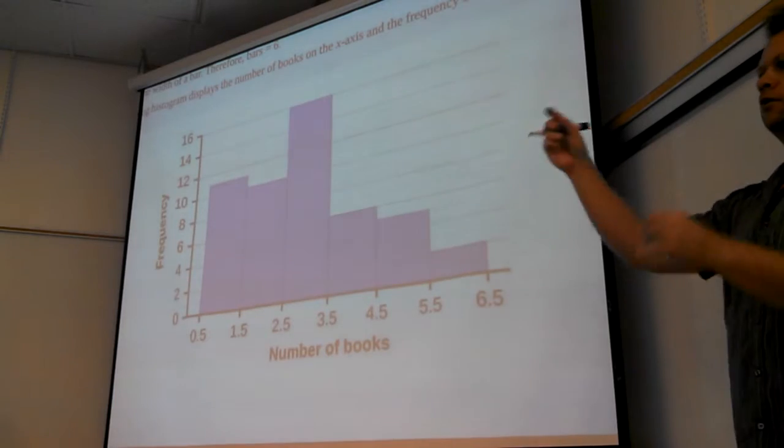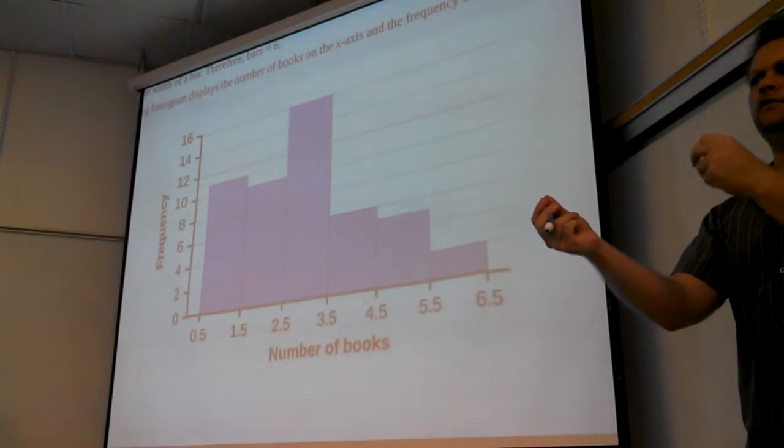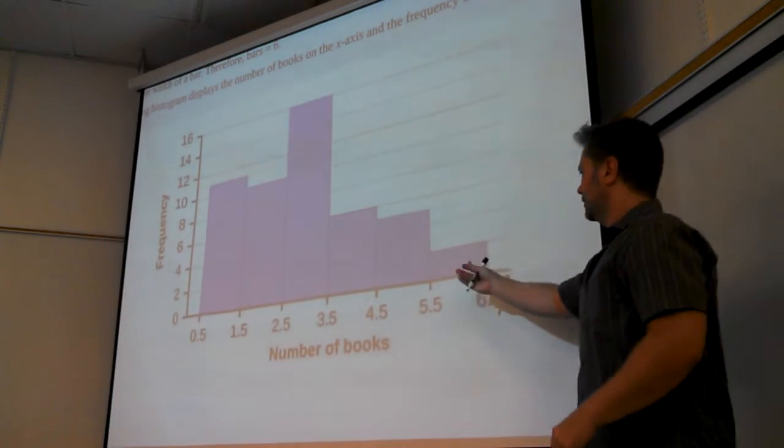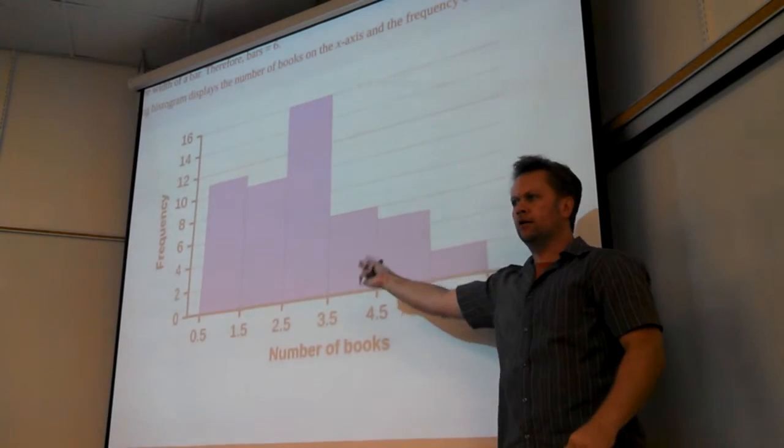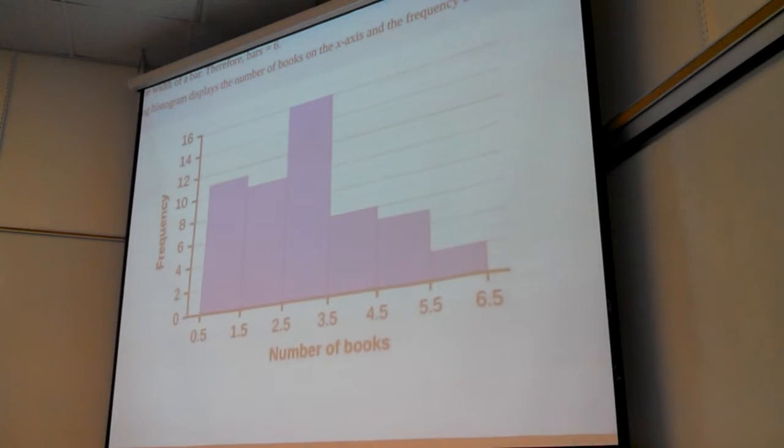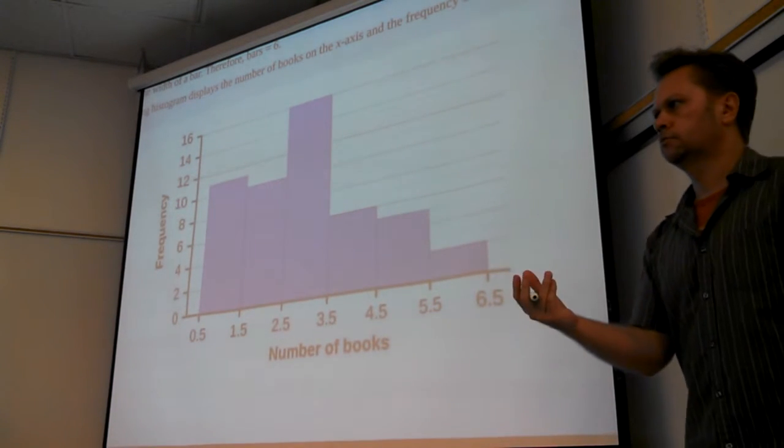And let's use 6. Normally you use between 5 and 10 classes. These are all called classes. Every rectangle is a class. So you normally use between 5 to 10 classes. So let's use 6 also.